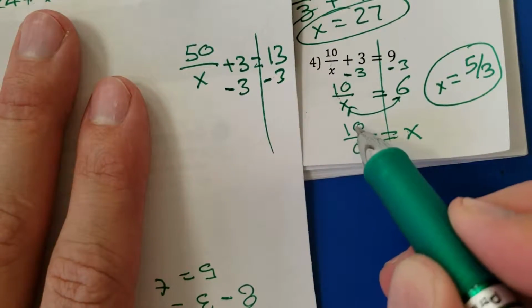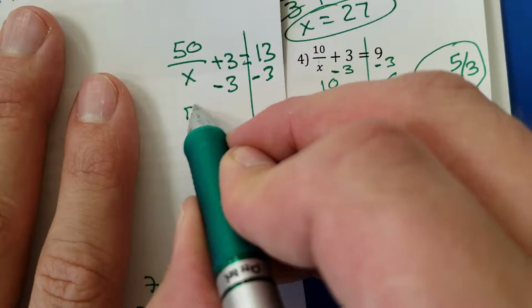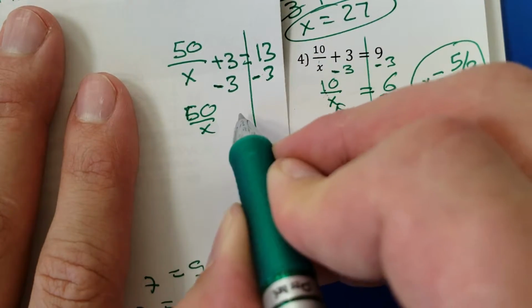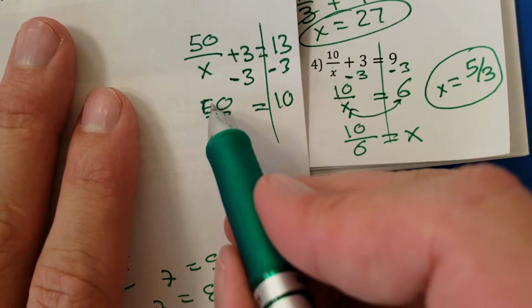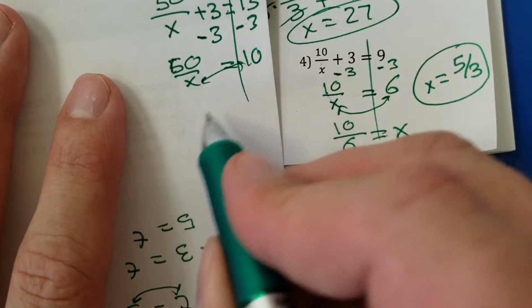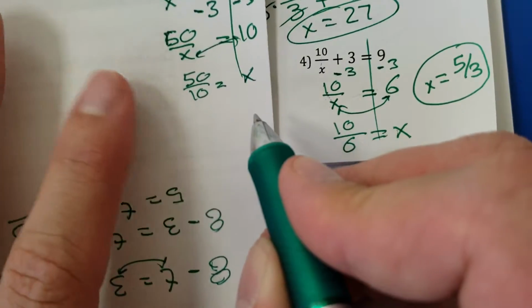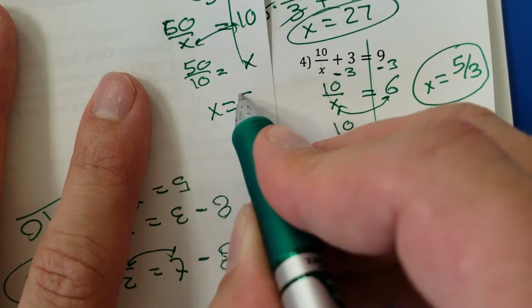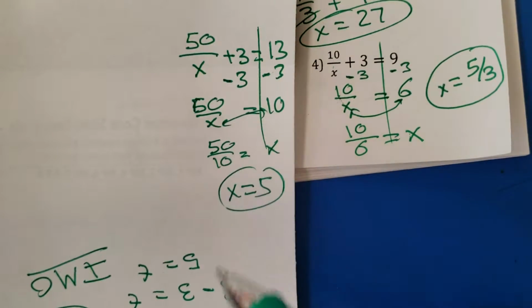Yeah, 10 over 6, not as easy, but this one should make a bit more sense. 50 over x equals 10. Oh, okay. 50 divided by blah equals 10. Switcheroo. 50 divided by 10 equals x. Oh, doy. X equals 5. Okay, so that's kind of a nice little trick right there.